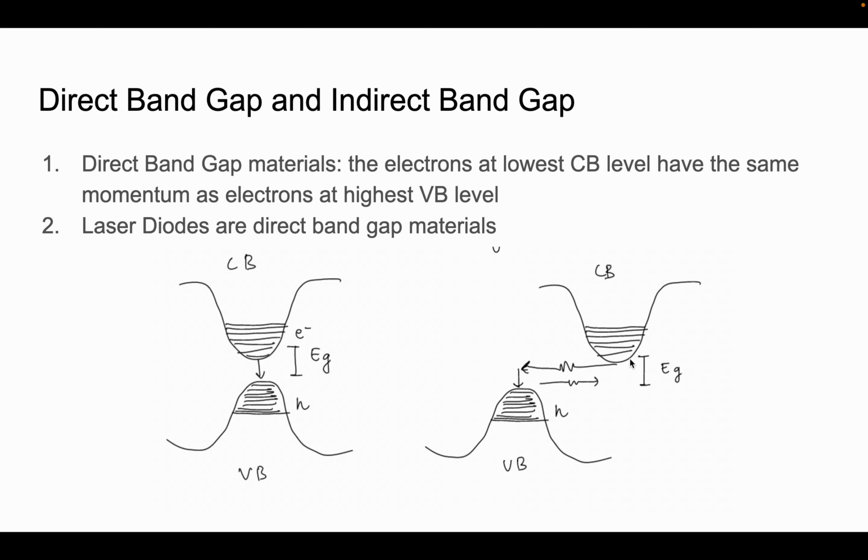So in this picture right here, in order for the electron to move to the valence band or vice versa, it has to gain some momentum. So that's what this represents right here. So it needs more than just one particle, and that's what makes this process not so efficient.